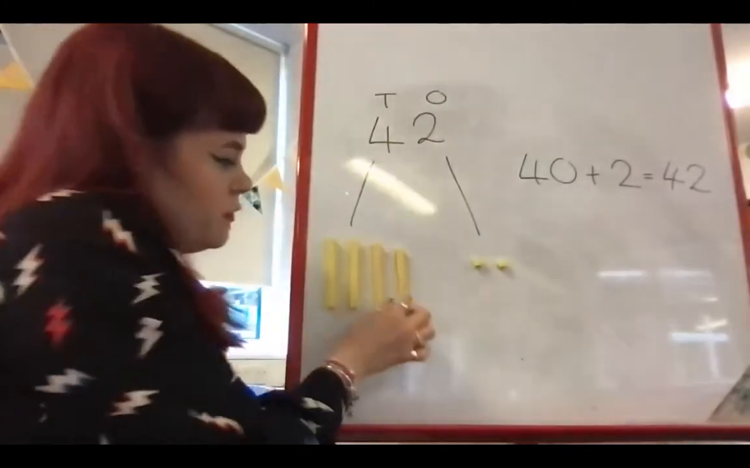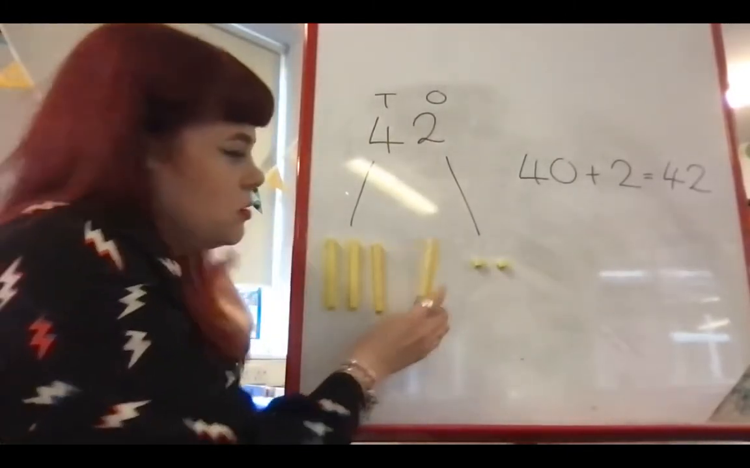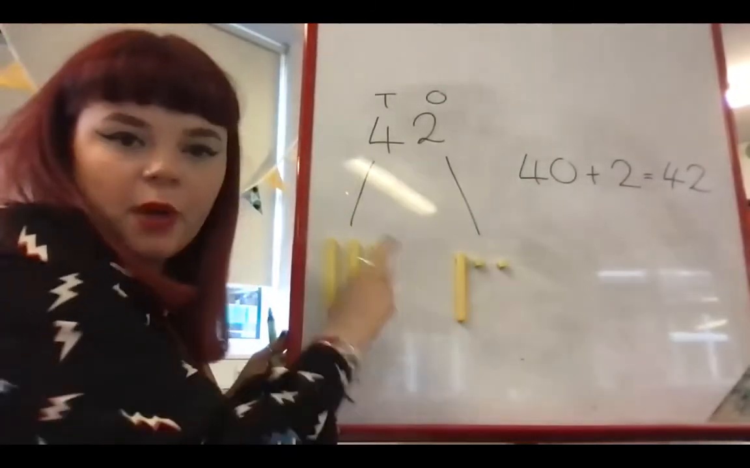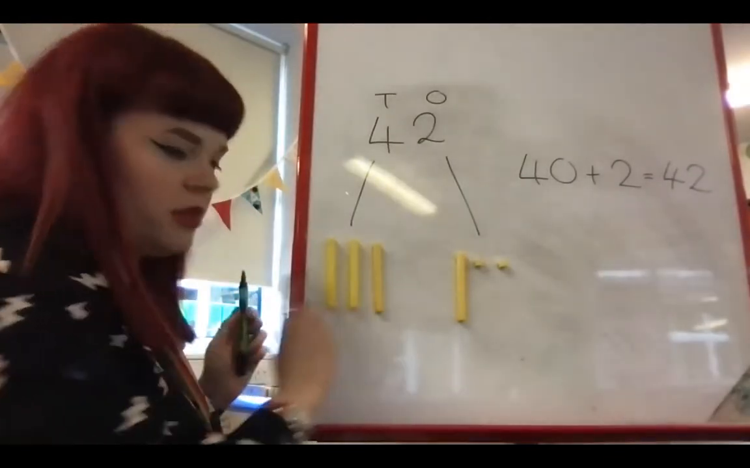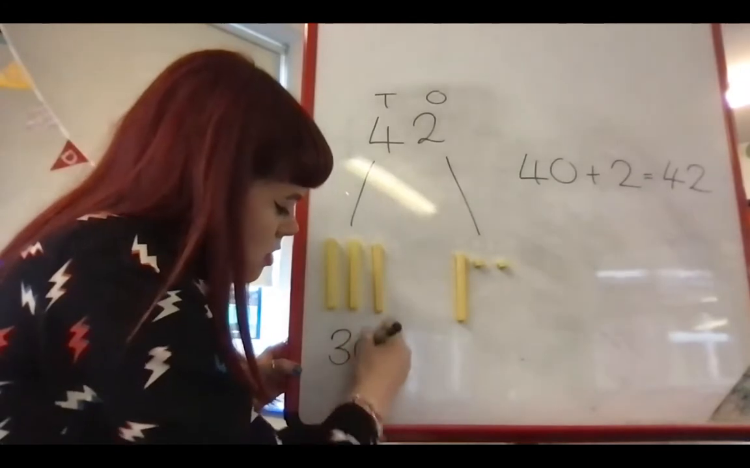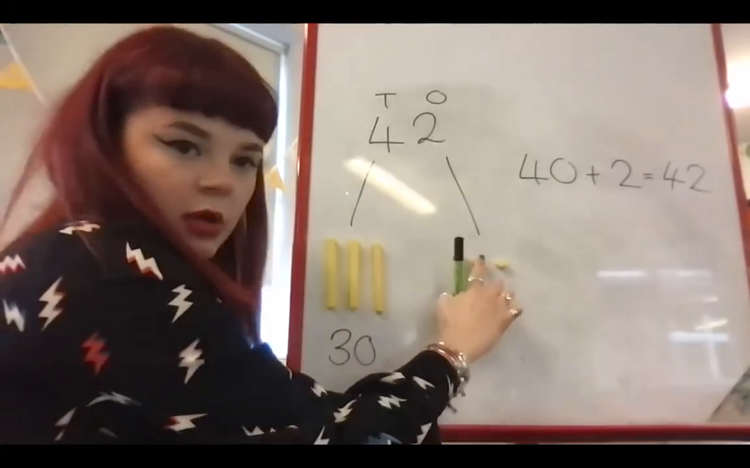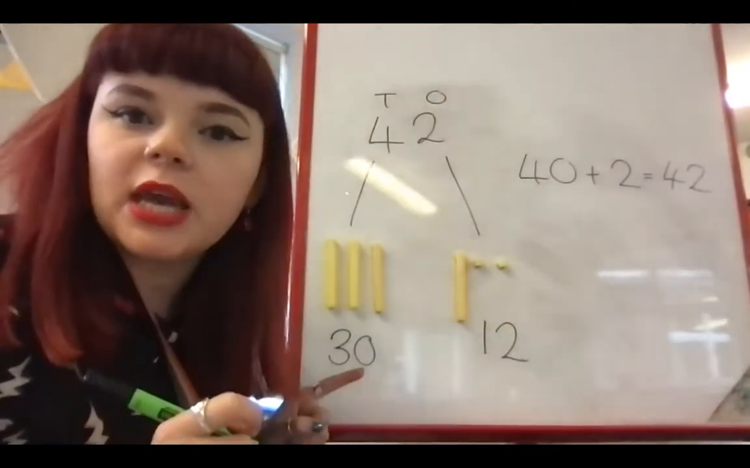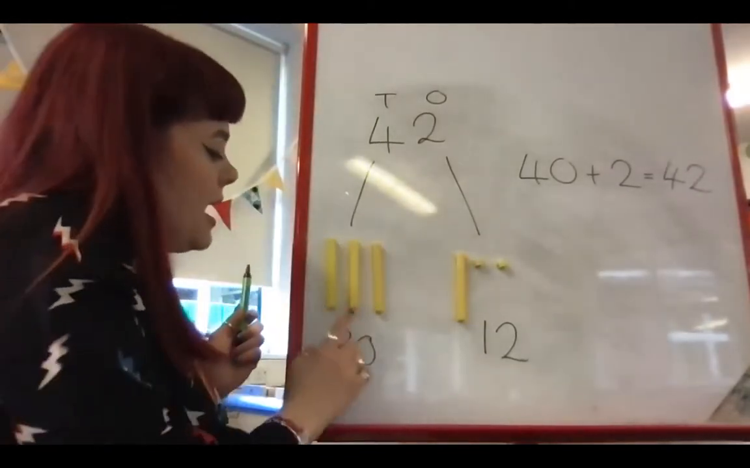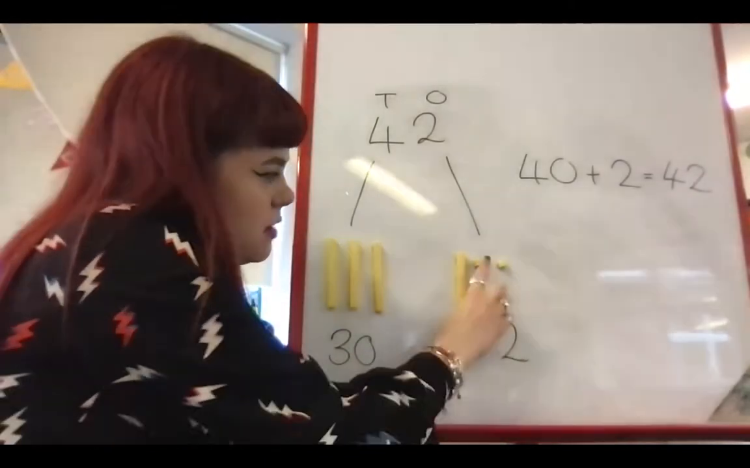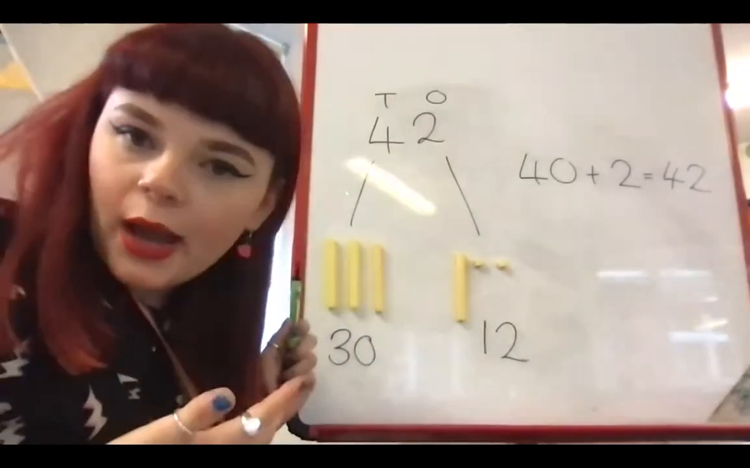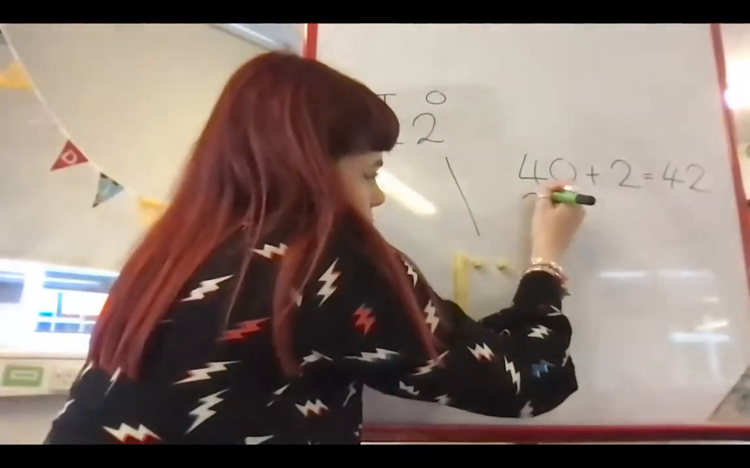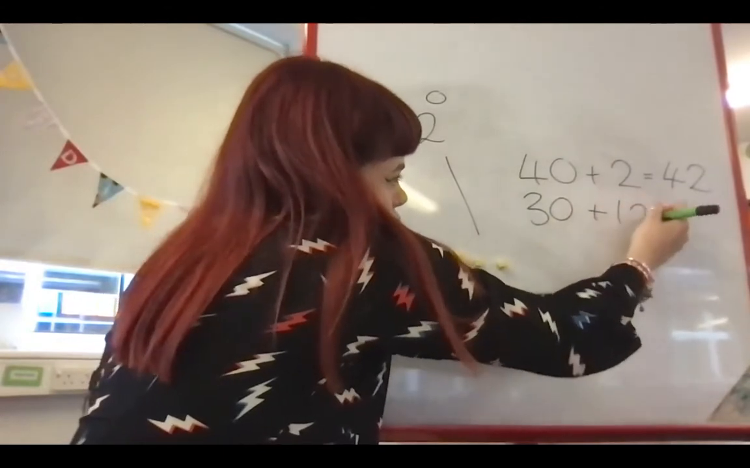All right, now then let's see if we can partition it in a different way. What would happen if I moved one stick of 10 from this side onto the other side? So what have I got now? On this side of my part whole model, I've got 10, 20, 30. Oh, 30. And on this side, I've got 10, 11, 12. 12. Now, should we check that they still come together to make our whole number of 42? 10, 20, 30, 40, 41, 42. Wow, so that's a different combination of groups that still come together to make our whole number of 42. So that was 30 add 12.